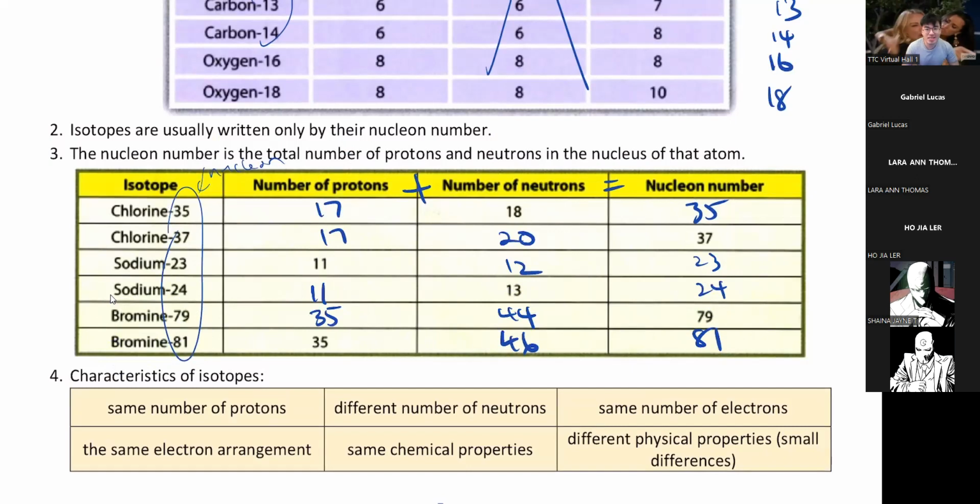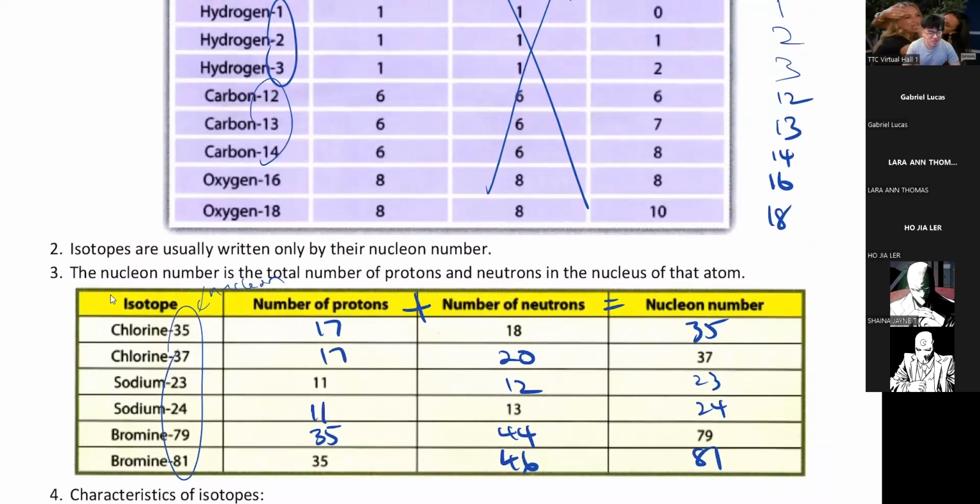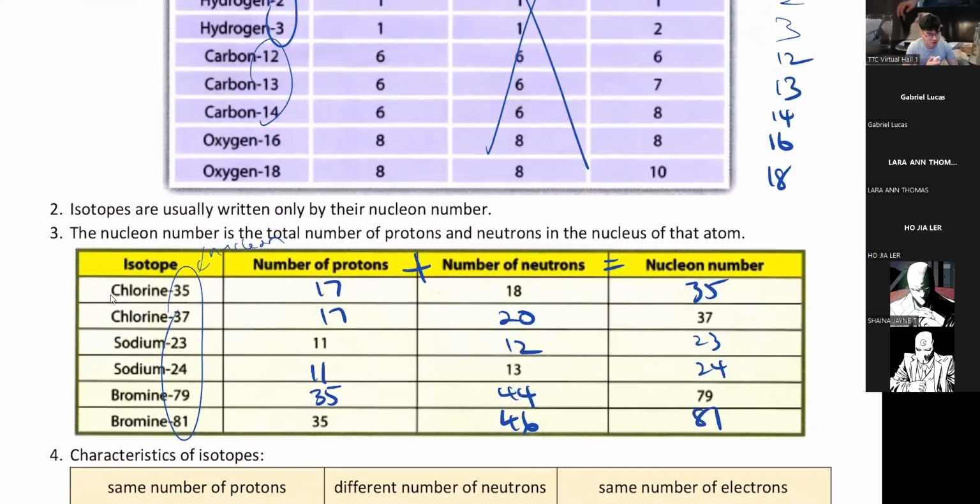I hope you all get this. Today there's no drawing, nothing. It's basic maths. Proton plus neutron equals nucleon. If they have the same proton number, but different neutron or nucleon number, they are called isotopes.